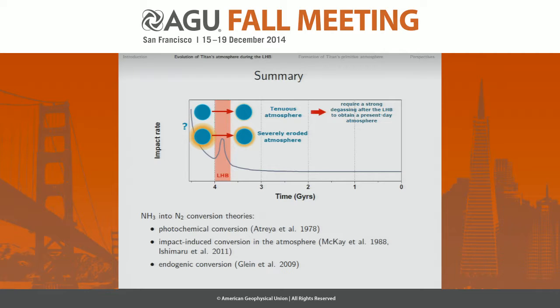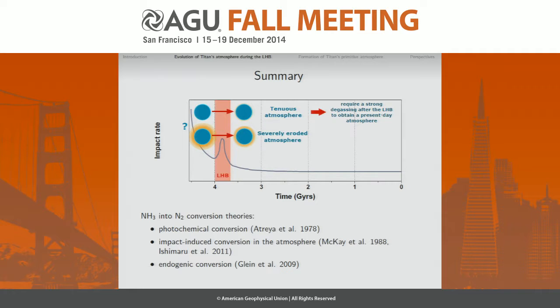So this picture summarizes our results. If we had no atmosphere before the late heavy bombardment, during this event we generate only a tenuous atmosphere, which implies that there was strong degassing after the late heavy bombardment to obtain Titan's present-day atmosphere. On the other hand, if we had an atmosphere before the late heavy bombardment, it was severely eroded during this event.